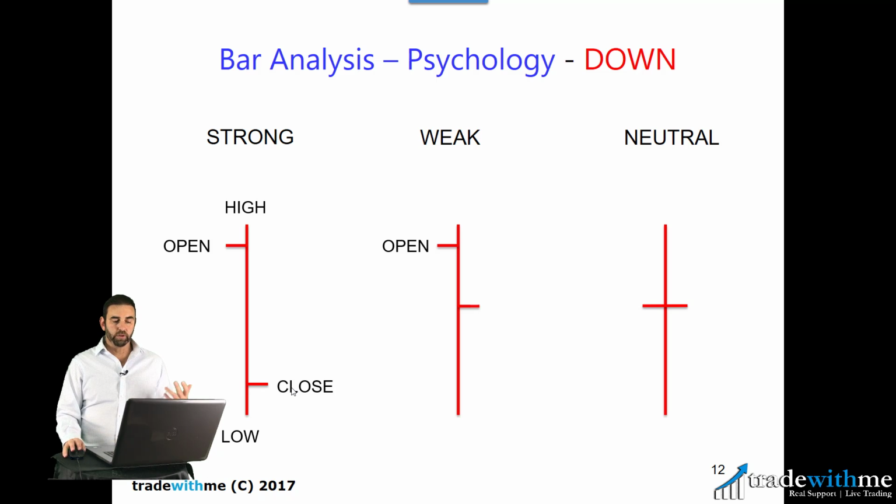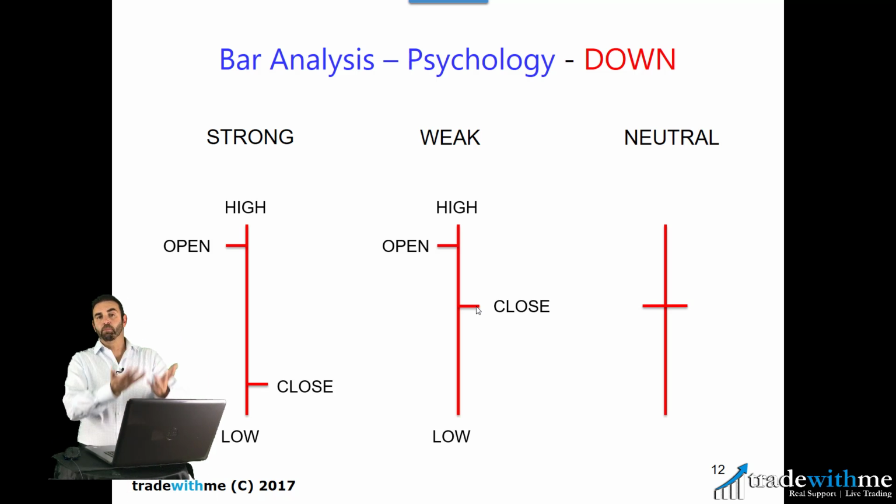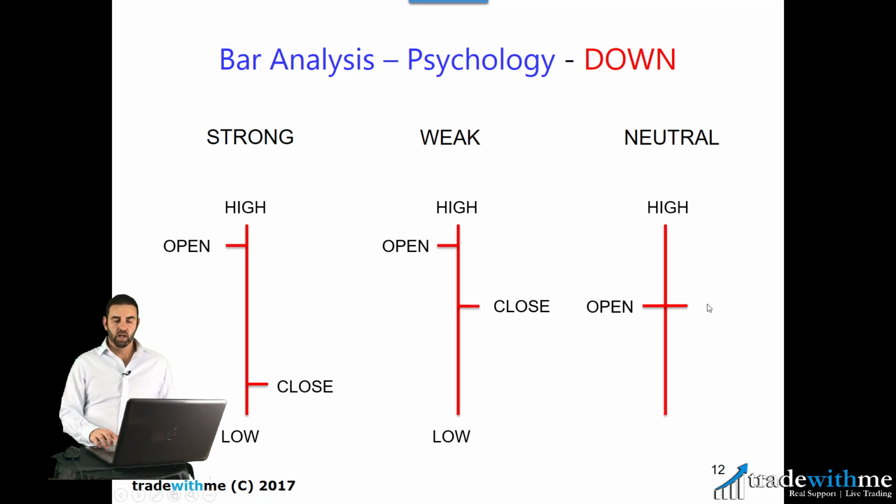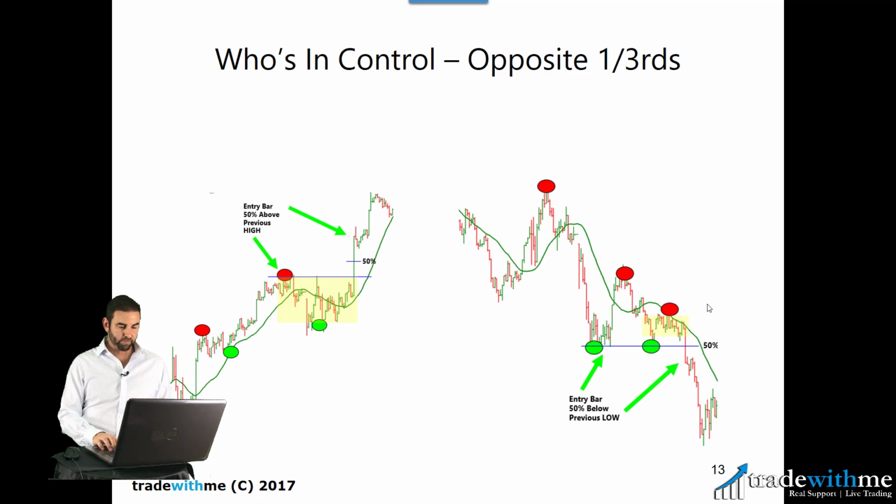Weakness is if we open high, we have a high, we then have a low, and the close did not close down near the low. It actually came back up and closed halfway up the bar. That is indicating weakness. It means the buyers came in at the end of the day and pushed the price up, and it closed halfway up the bar. Same as before, neutral, we have the open and the close approximately in the same area, which means no one's really winning. The open and the close were the same, the buyers and sellers are the same.